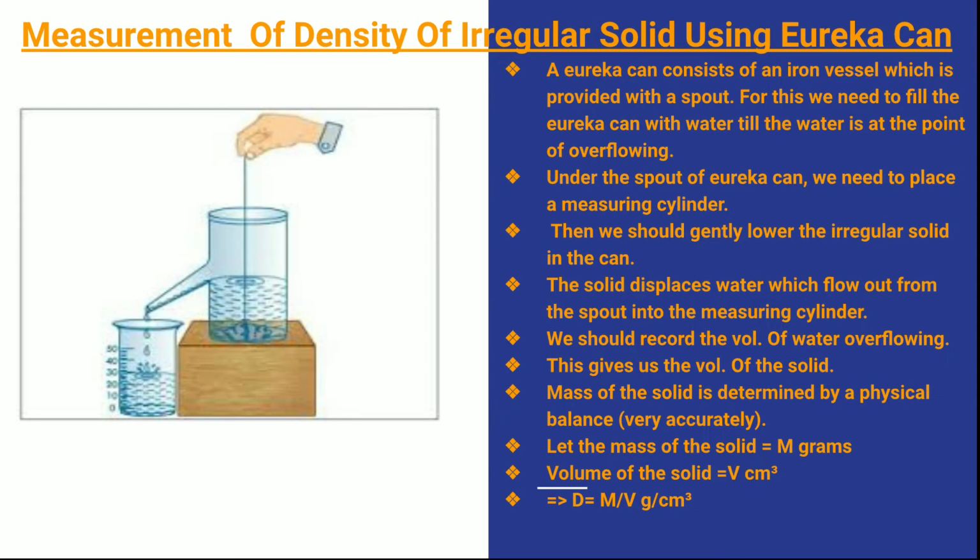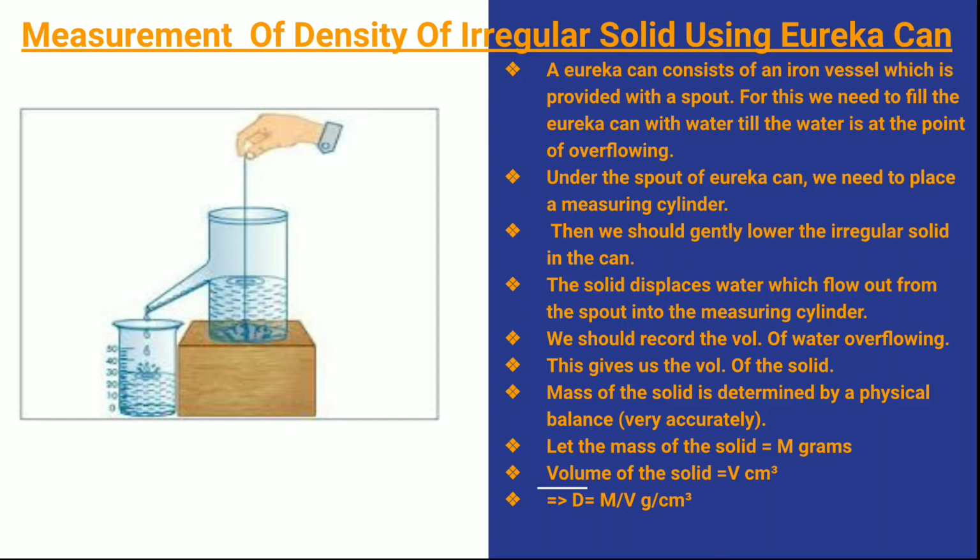Next we come to the measurement of density of an irregular solid using a Eureka can. What is a Eureka can? It's an iron vessel which has a spout. You can see from the picture, there's a spout coming out from the iron vessel, which has been kept on a wooden box. That is the Eureka can.